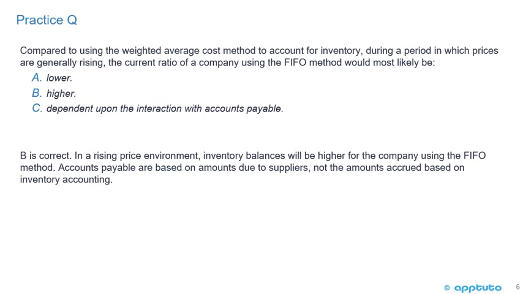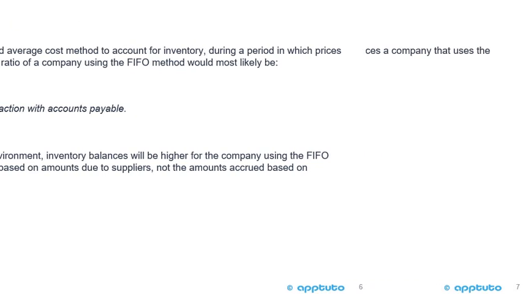We saw from a previous LOS that weighted average cost always falls in the middle, and it doesn't matter whether prices were rising or decreasing, weighted average cost always fits in the middle.